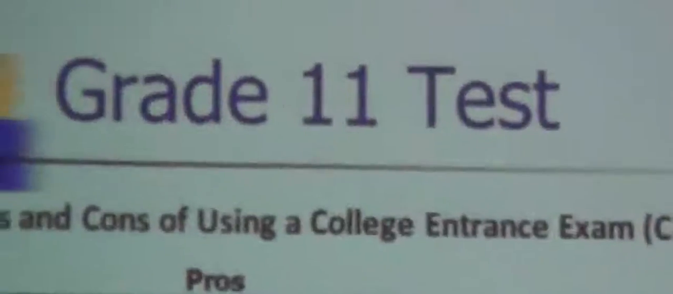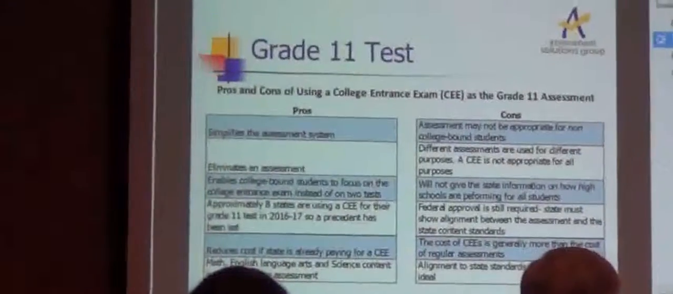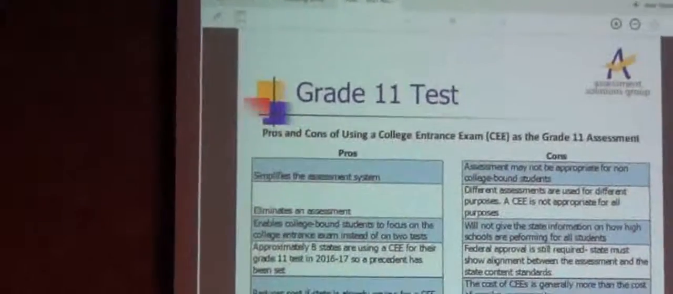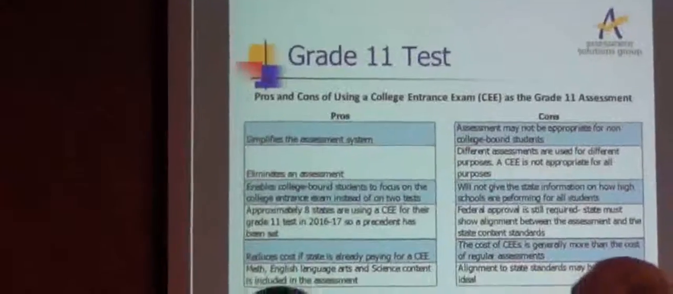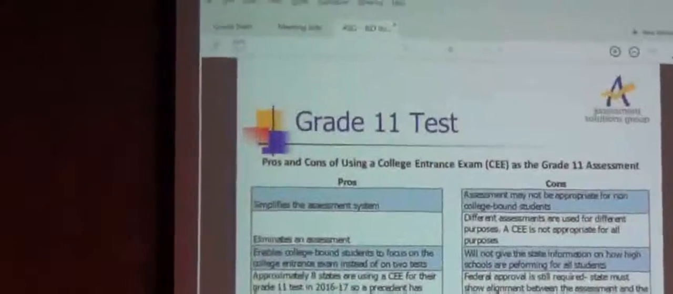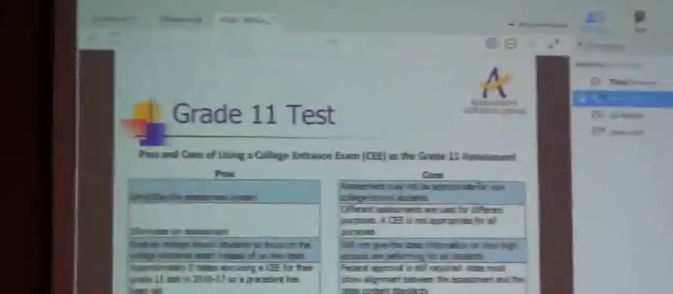There are some cons, though. The assessment may not be appropriate for non-college bound students. The kid who knows he or she's not going to school after high school may not be motivated and involved. And it may be, in essence, a shift in who's motivated by the exam. Is the college entrance test appropriate for all purposes for which you want to use it? That's a question you want to ask yourself.